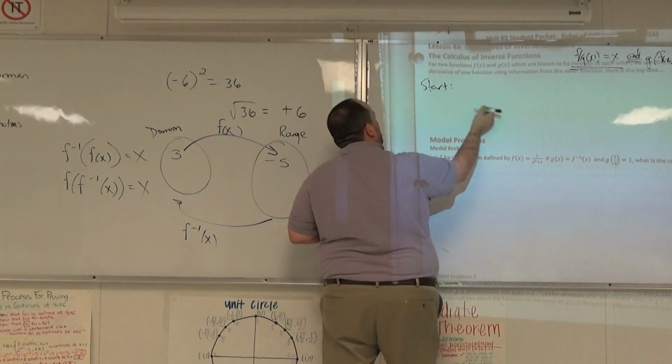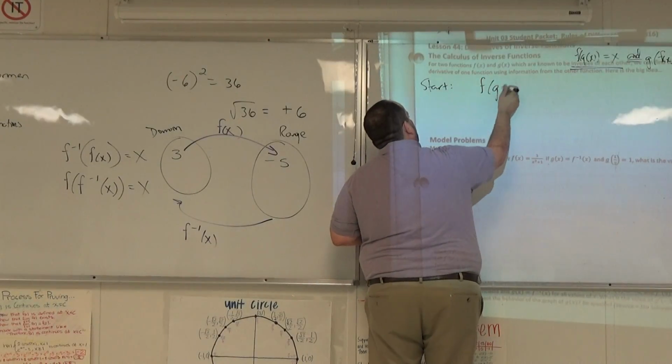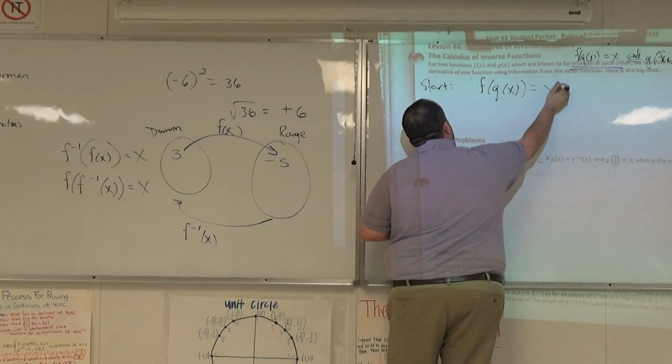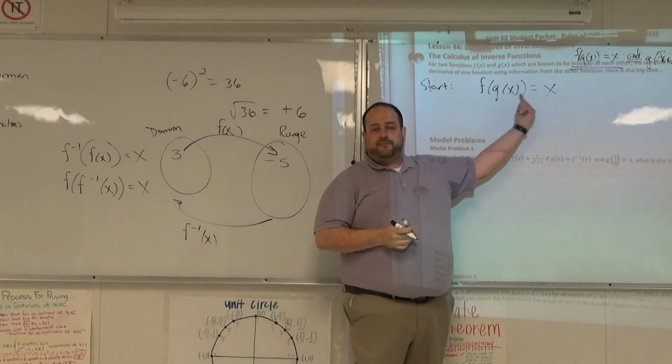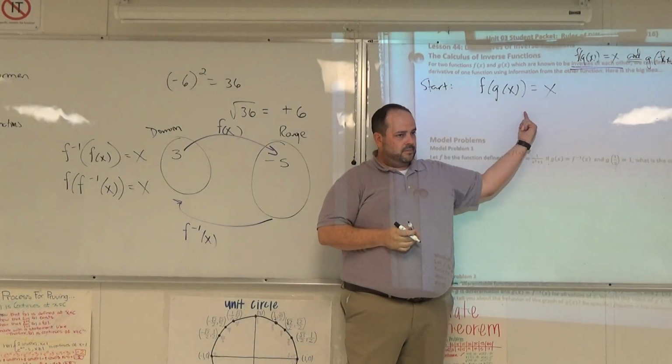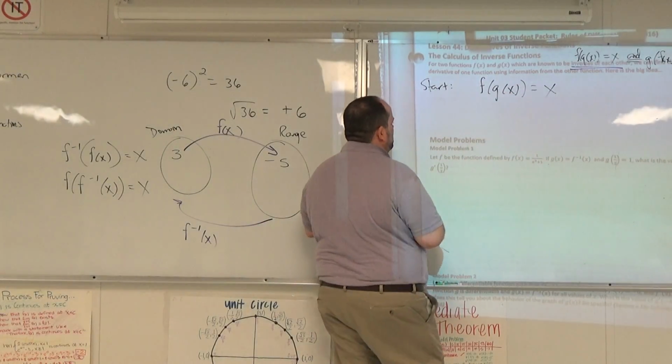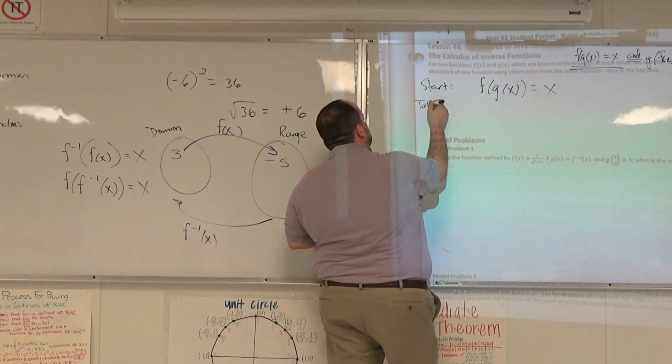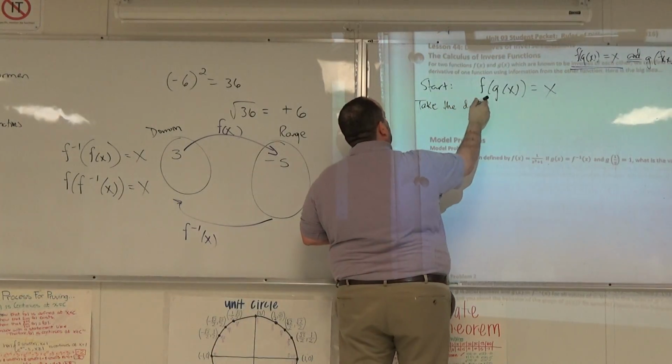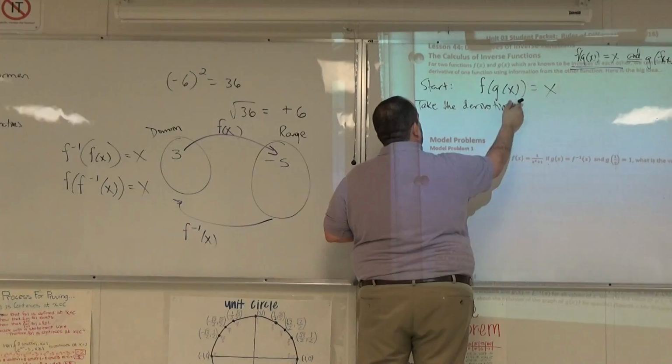Let's start with what we know. We know that f of g of x is equal to x if f and g are truly inverses. What I want to do is I want to take the derivative. So let's take the derivative. What do you guys know about the derivative here?